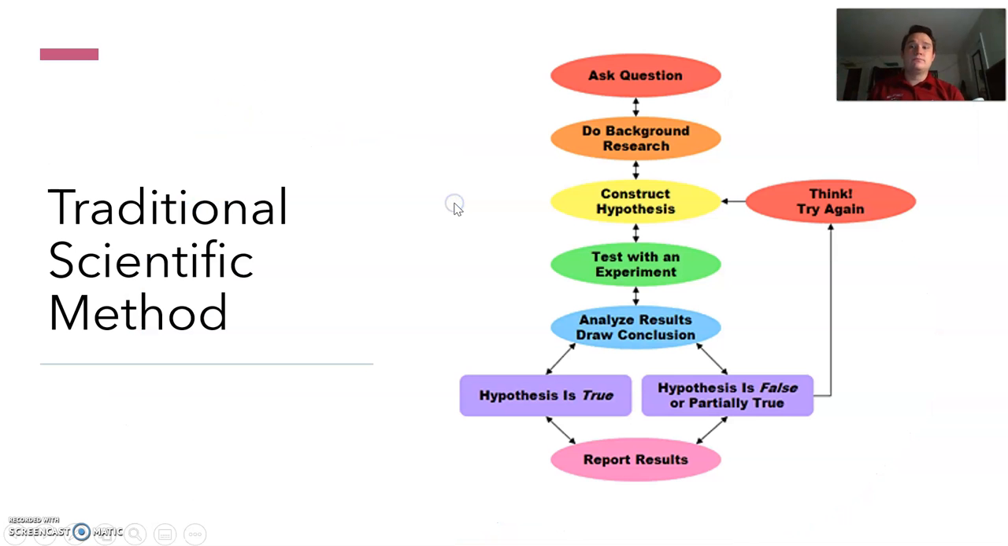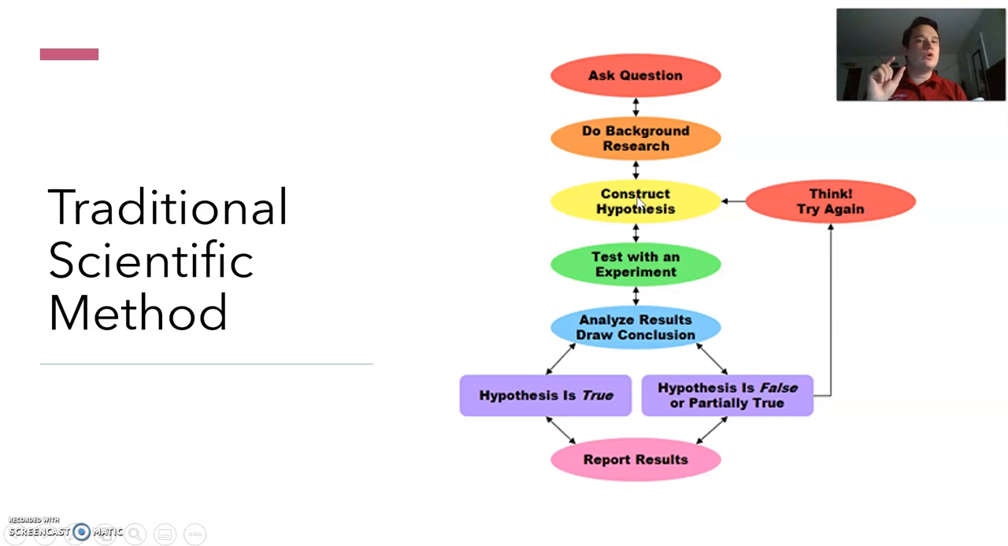Okay? Let's move on. Now here's our traditional scientific method. Okay? It always begins with a question. We have to ask a question. After we ask the question, we have to learn about it. We have to understand our question. So you have to do some background research. After we've gone through the background research, we're going to construct a hypothesis which is written in an if-then statement. If we do this, then this will happen because. So we construct a hypothesis.